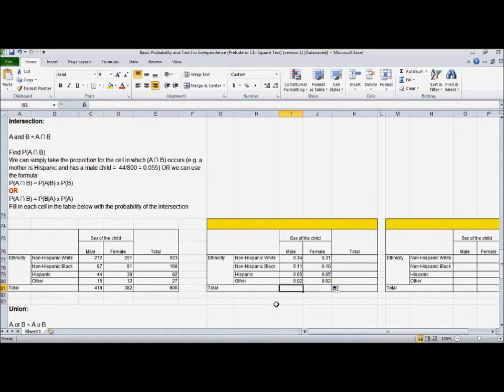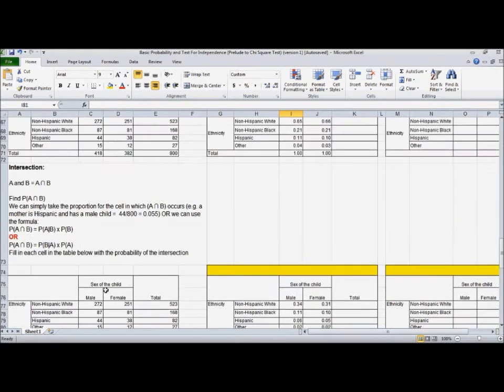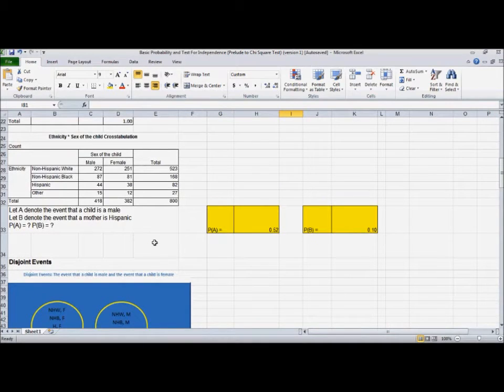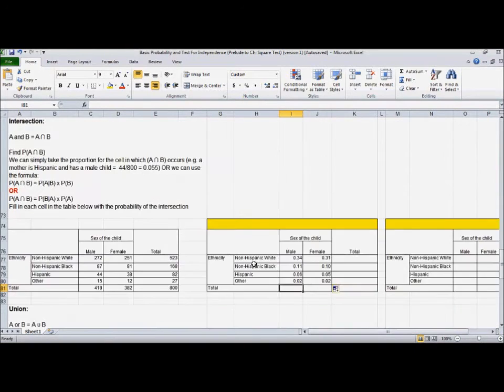Now, the sum of these probabilities which we just calculated should equal the probability of male. Do you remember what the probability of male was from our previous example? Probability of A, we said A is the event that a child is male, was 0.52. Let's confirm that the sum of these probabilities equals 0.52, and it does.